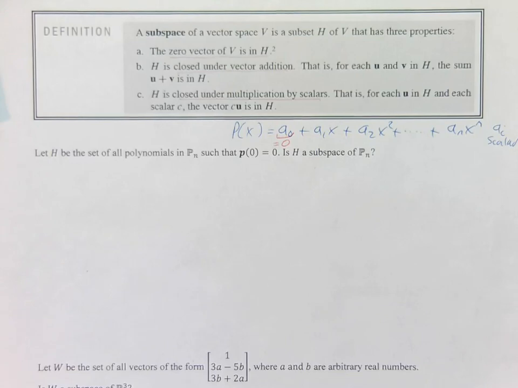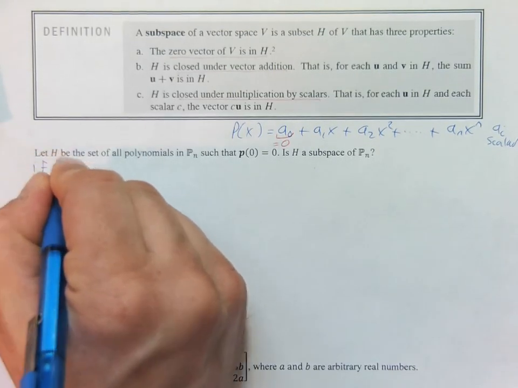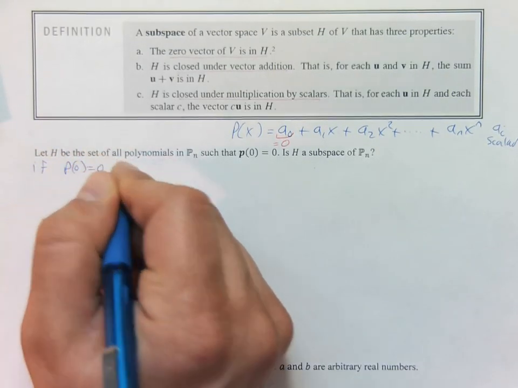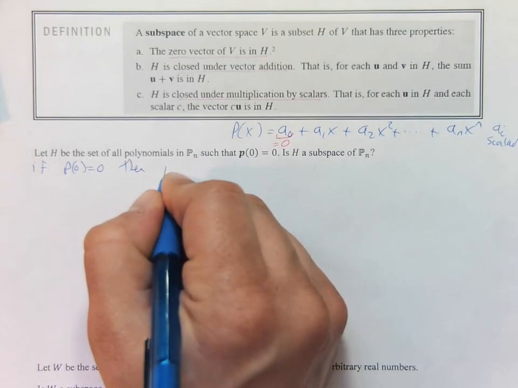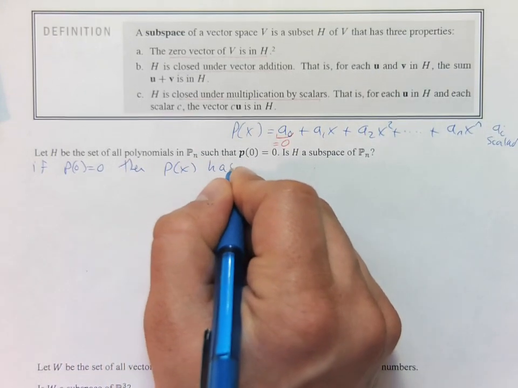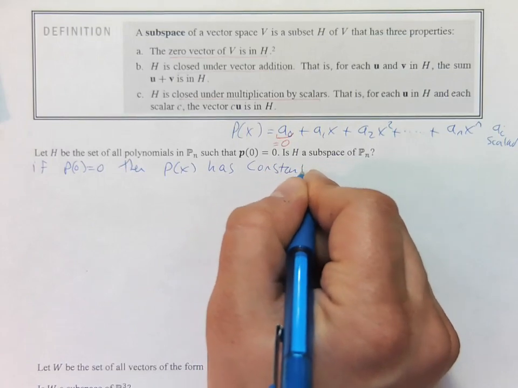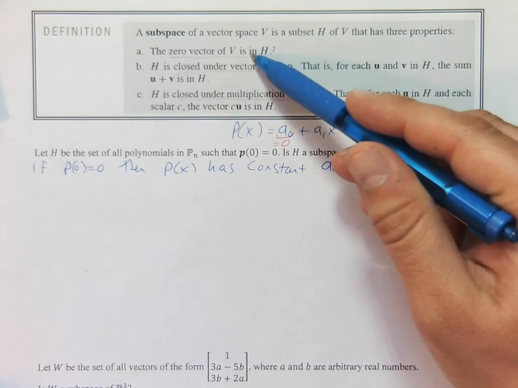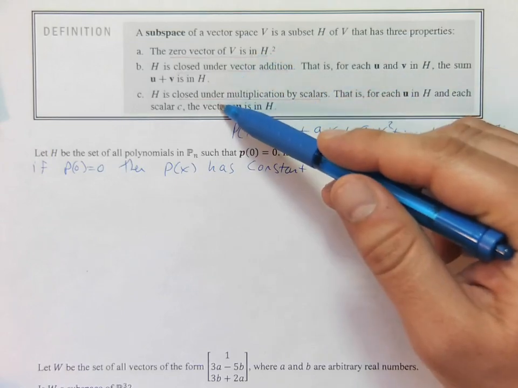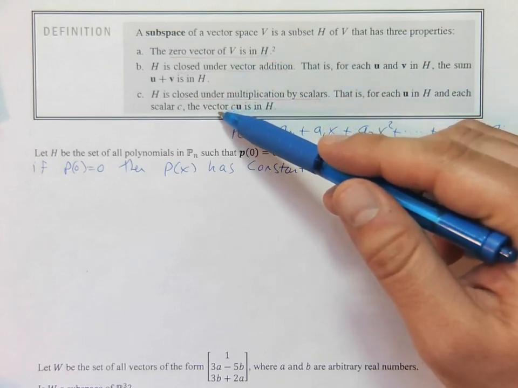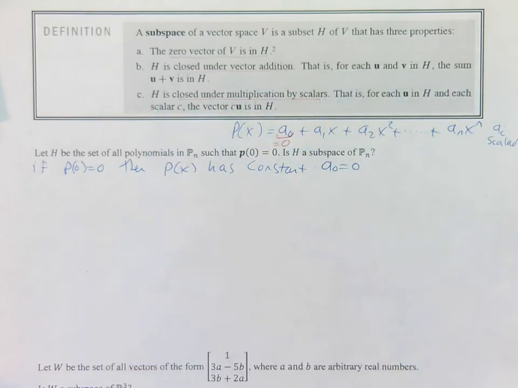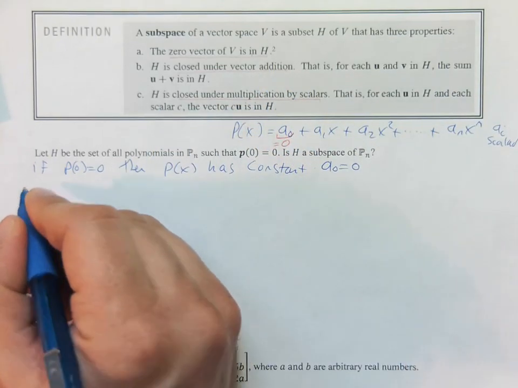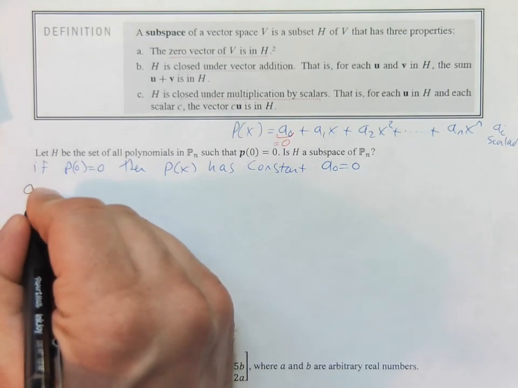So we're looking at polynomials where the constant value is 0. And so let me write that down first. So first, if P of 0 equals 0, then that means P of x has the constant value a0 be 0. All right, that's what we're saying here. And so let's go through and see, is the 0 vector in there? Can you add two arbitrary vectors together? Do they stay in there? Can you multiply by a constant and stay in there? So let's start with A. Use another color here. Is the 0 vector in there?